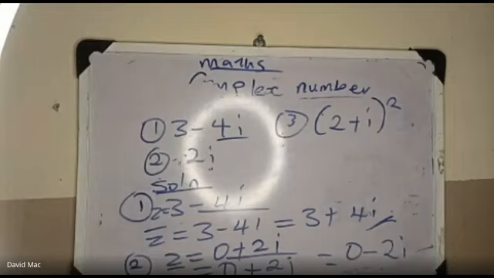Is that clear? So minus 2i here, you can see minus 2i is the conjugate of plus 2i.